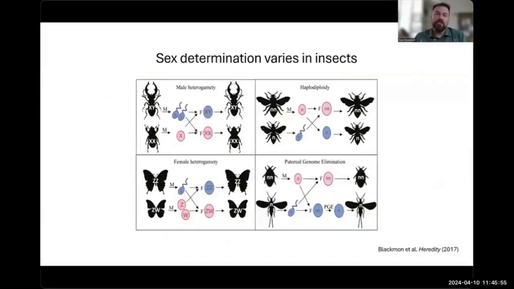Sex determination also varies in insects. There are XY systems, which is known as male heterogamety, which is what we see in beetles. There is female heterogamety, which is what we see in butterflies, which are ZZ/ZW. There's also haplodiploidy, which is in Hymenoptera. And then there's also some weird stuff going on with paternal genome elimination in some other groups. So there are sex chromosomes in certain groups of insects, and for today, we're going to be talking primarily about beetles, shown here.